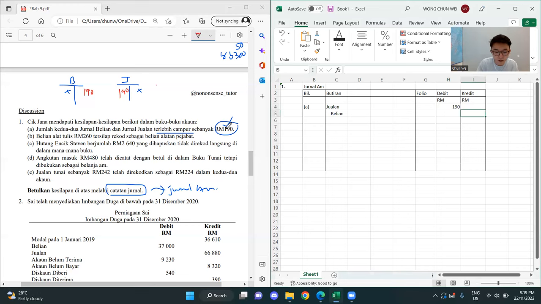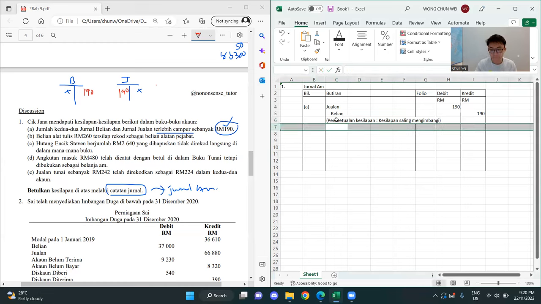Just put 190. So here, keterangan, you must write keterangan unless the question say you don't have to do. Tak perlu keterangan. Then you don't have to. But if someone say membuat jurnal, then you have to do. So here, pembetulan. This is a pembetulan kesilapan. What kesilapan is this? This is a kesilapan saling mengimbangi.